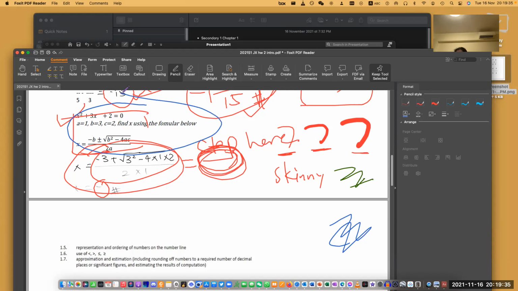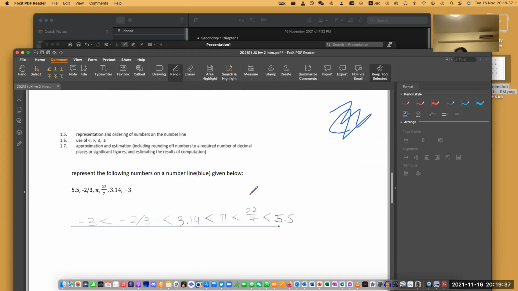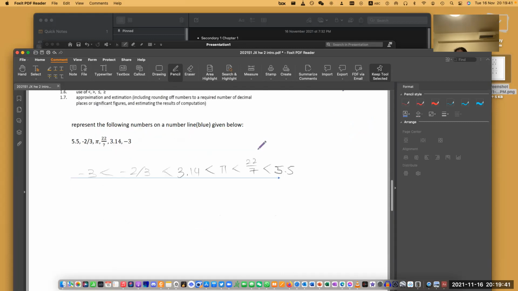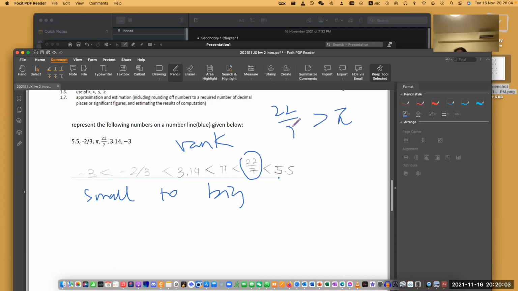All right. Next, it says representation and ordering of numbers on the number line. Okay. So first thing first, you manage to rank. Okay, and you are ranking all this in what manner? From small to big. All right. Oh, so now I realize 22/7 is actually bigger than pi. Let me double check.